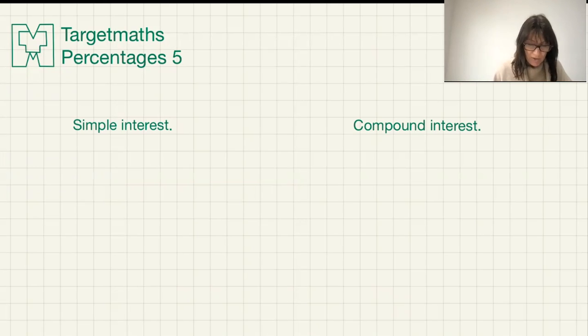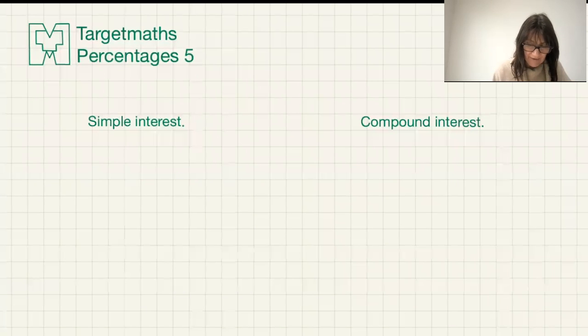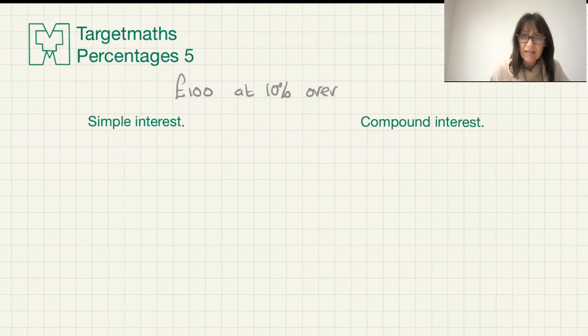So I'm going to use the idea of investing £100 at 10% over 3 years. Okay, so we're going to use that idea.